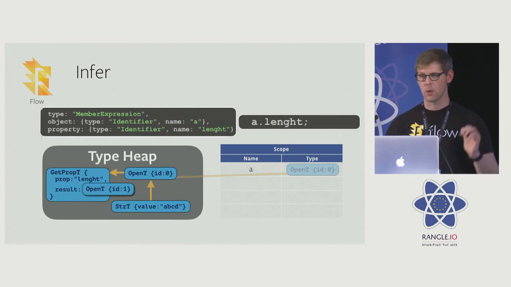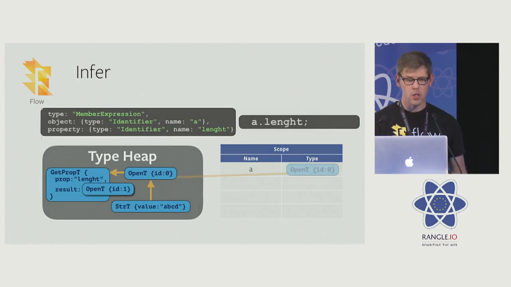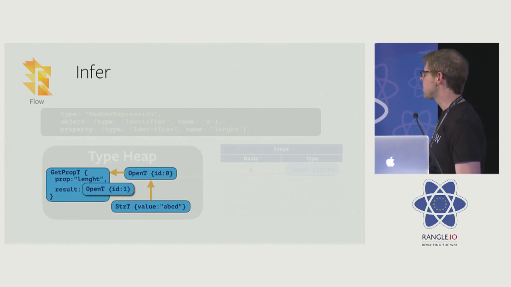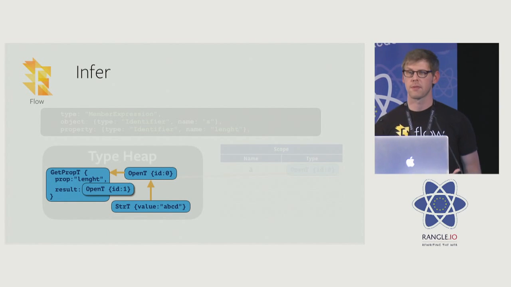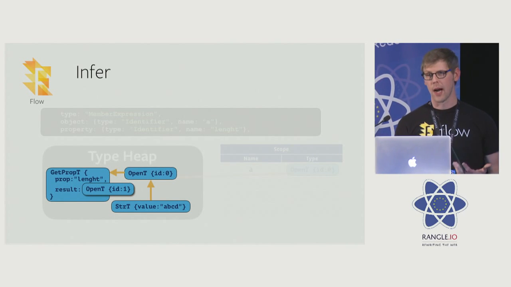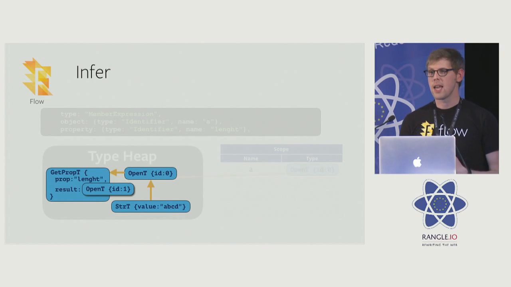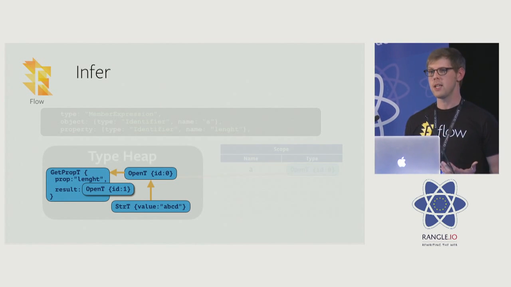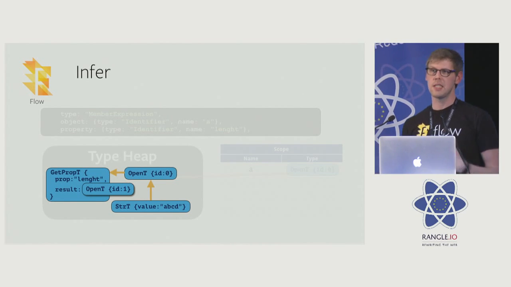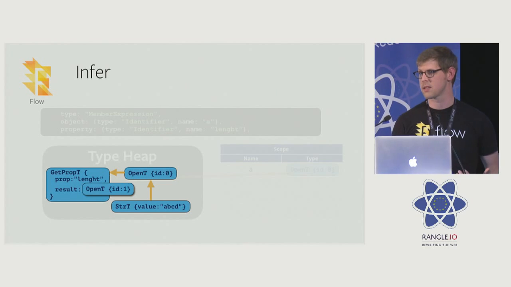We don't have any more AST to run through. And if you look closely, you'll notice that in the type heap, we now have basically a graph. This is a flow graph. This represents the data flow through our program. And it turns out it represents a lot of information about our program in a way that's pretty different from what a syntax tree represents.